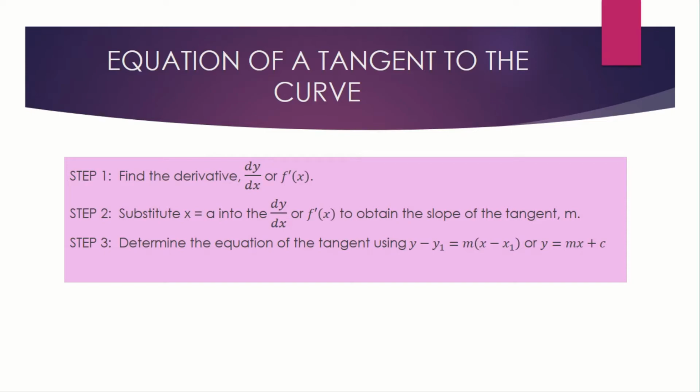Now we look at how to find the equation of a tangent to the curve. We have 3 steps here. Step 1, we find the derivative dy/dx or f prime x. In step 2, we substitute x equals a into dy/dx or f prime x to get the slope of the tangent, and we name it m. And lastly, in step 3, we determine the equation of the tangent using y minus y1 equals m times (x minus x1), or y equals mx plus c.